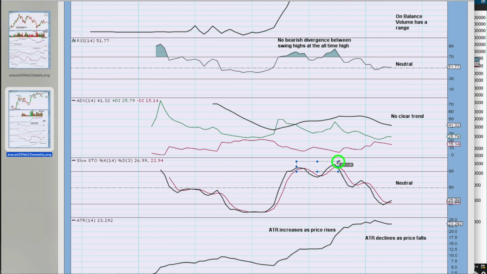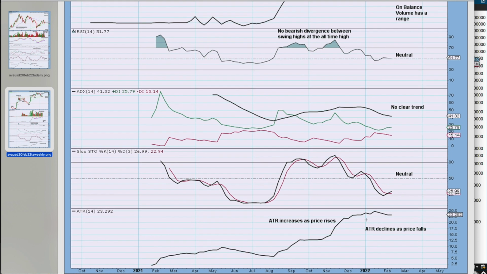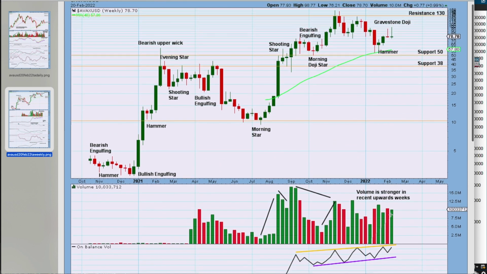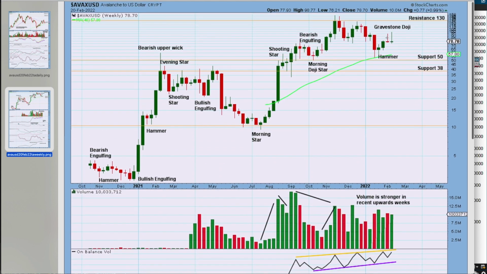Stochastics overbought here. Oops, back into neutral territory now. Plenty of room for price to rise or fall for a trend to develop. ATR increasing as price rises, declining as price falls. Again, typical behavior of these cryptocurrencies. These gravestone doji, I think, are the strongest signal on this chart. They are bearish. That supports the Elliott wave analysis.